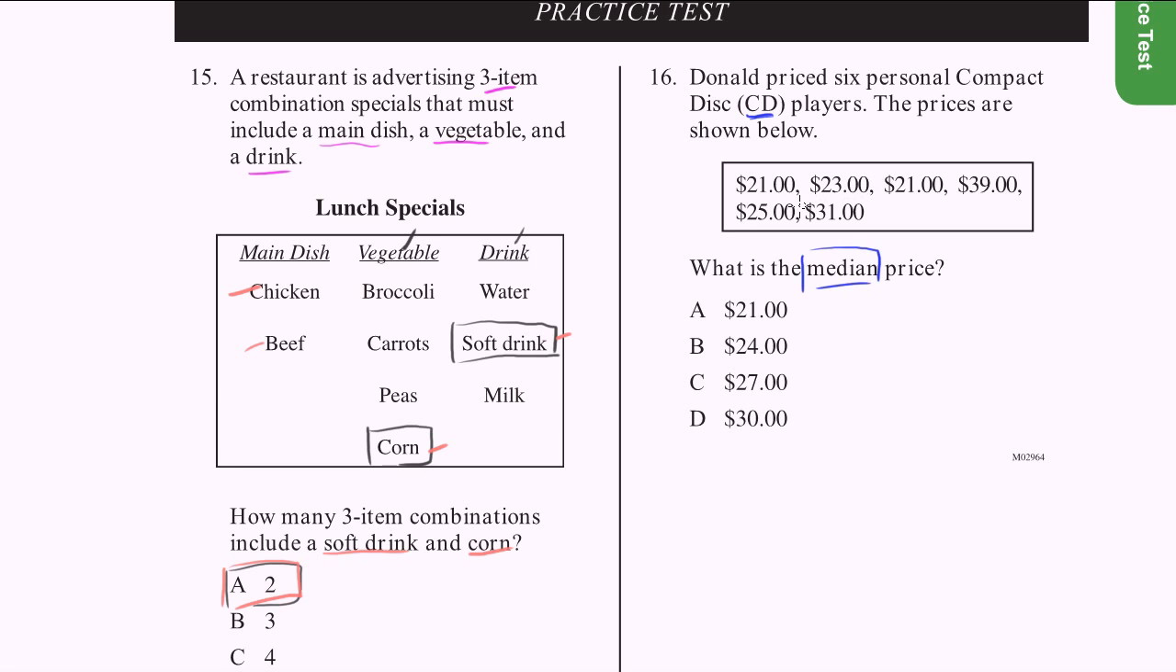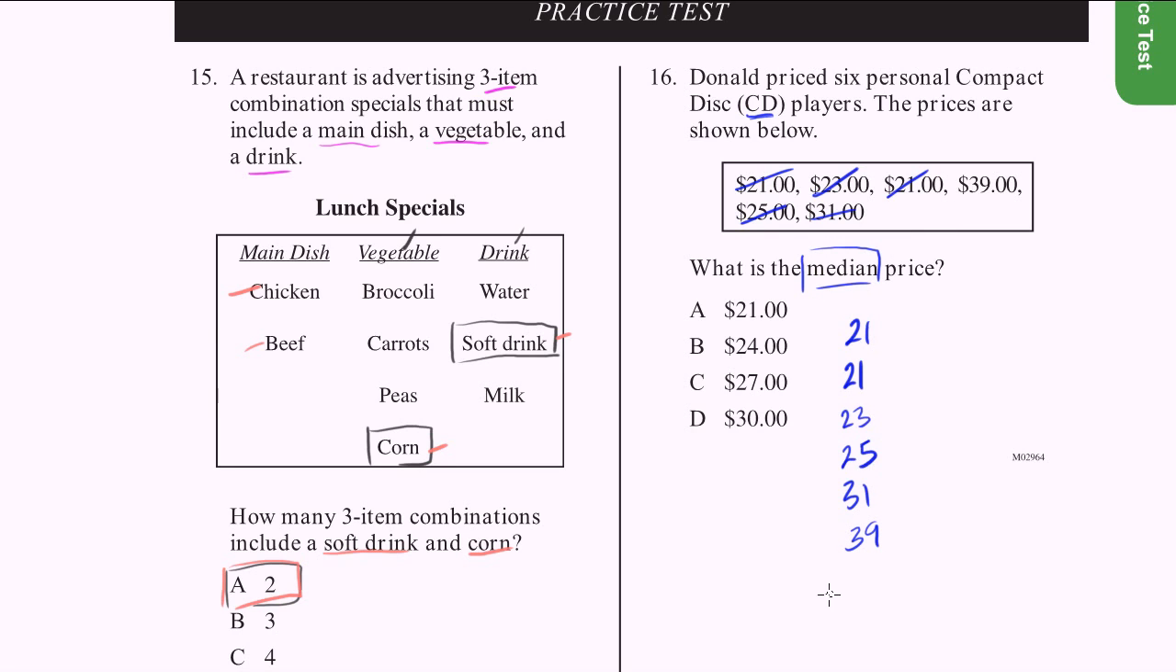So if I were to put all of these numbers in order, which I'm going to do right now, the median is going to be the middle number. So let's put them in order. What's the smallest number here? There's 21. Let me cross that out. And then we have another 21. So let me write that down. I'll cross that out, make sure I know I used it. The next largest number is 23. Let me cross that out. Then the next largest number is 25. Cross that out. Next largest number is 31. Cross that out. And then the next number is 39.